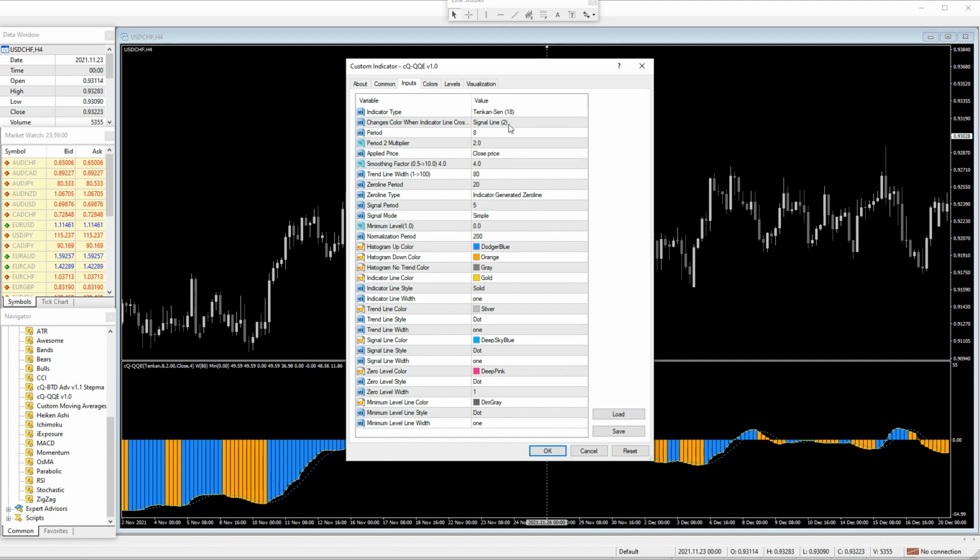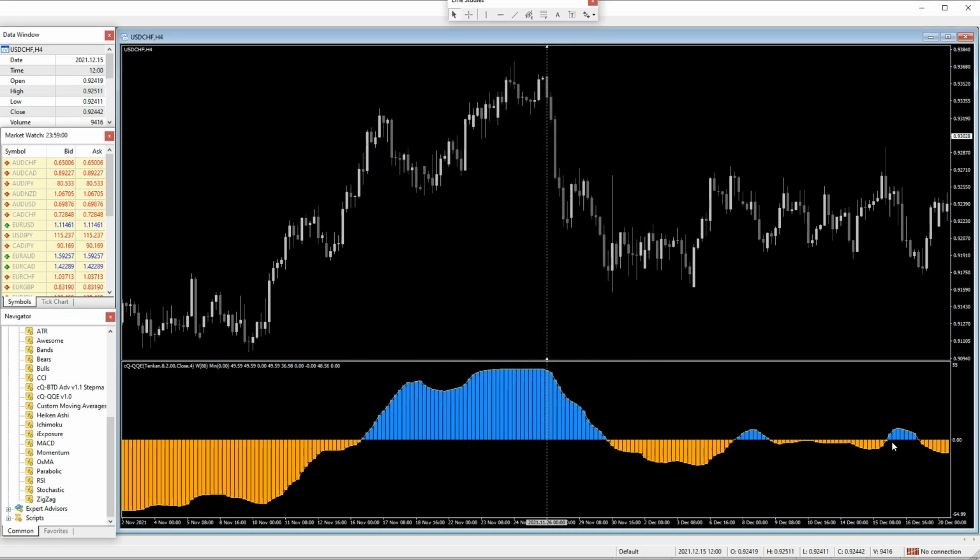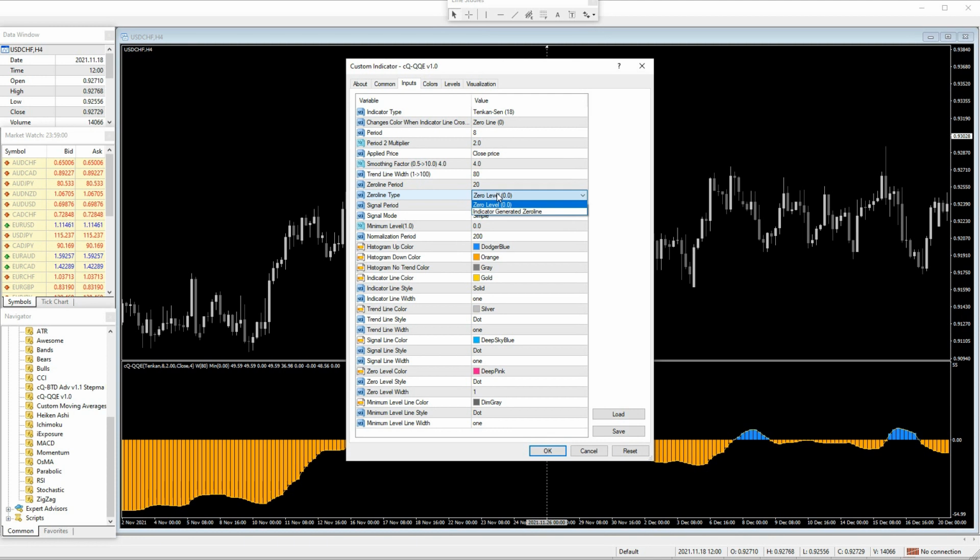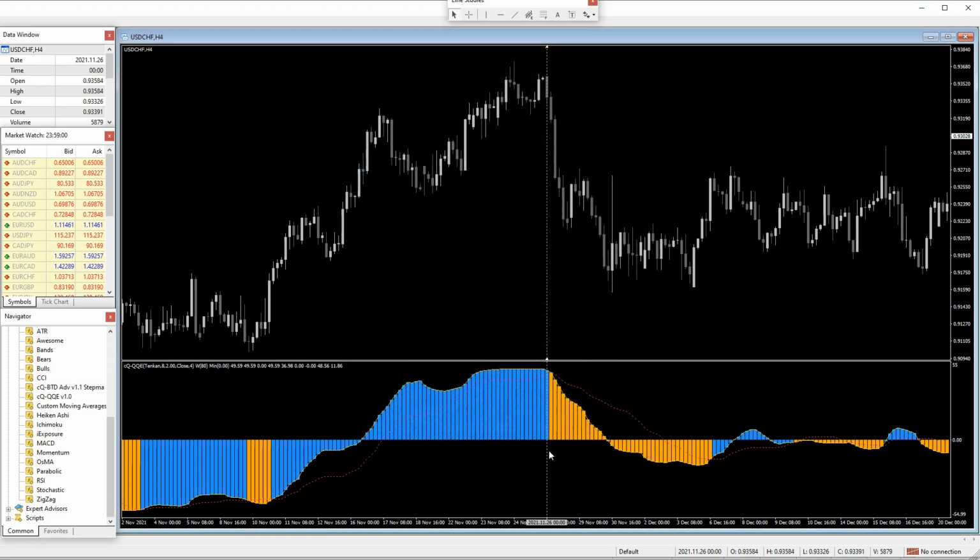The next thing it has is there's 7 ways of drawing the histogram down here. We'll start with the first one, which is the 0 line. That also has this 0 line type. You can either set it to 0, the 0 level, which is here, or you can have the indicator generated one, and that's this line here, this magenta line.